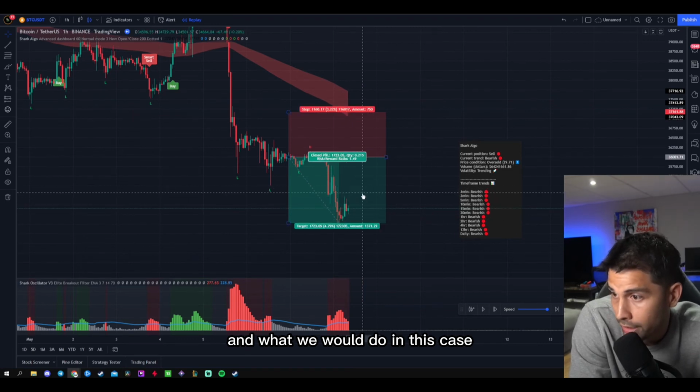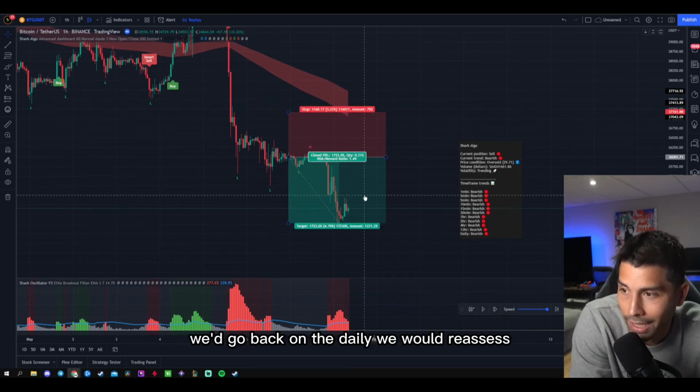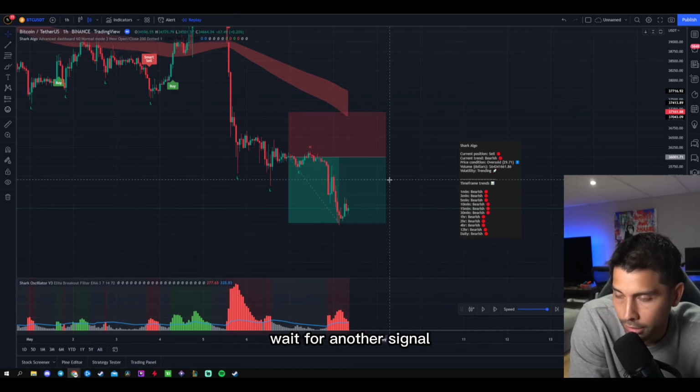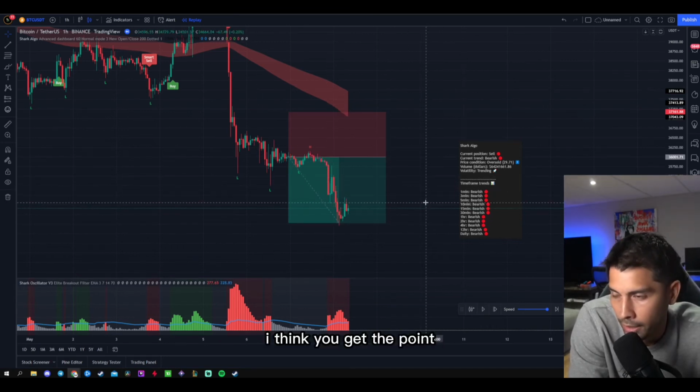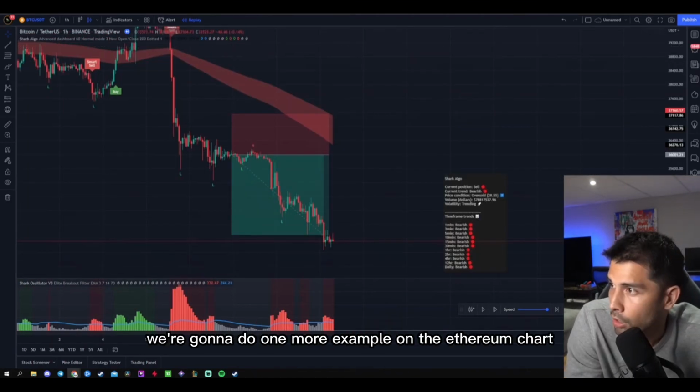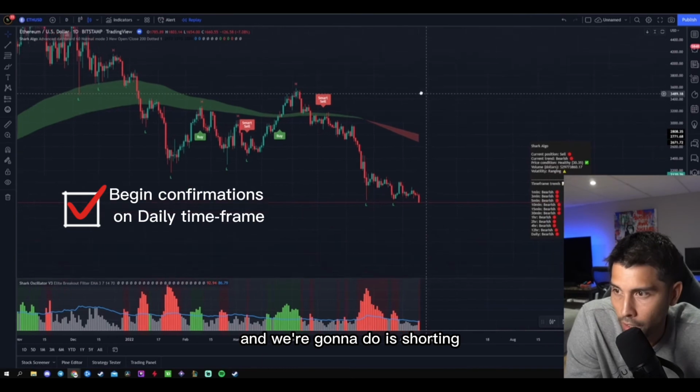And what we would do in this case, we'd go back on the daily, we would reassess, and then from there we'd come back on the hour and we would either enter the trade or wait for another signal. I think you get the point. So guys, really simple way to make profits here. Now we're going to do one more example on the Ethereum chart, and we're going to do a short.